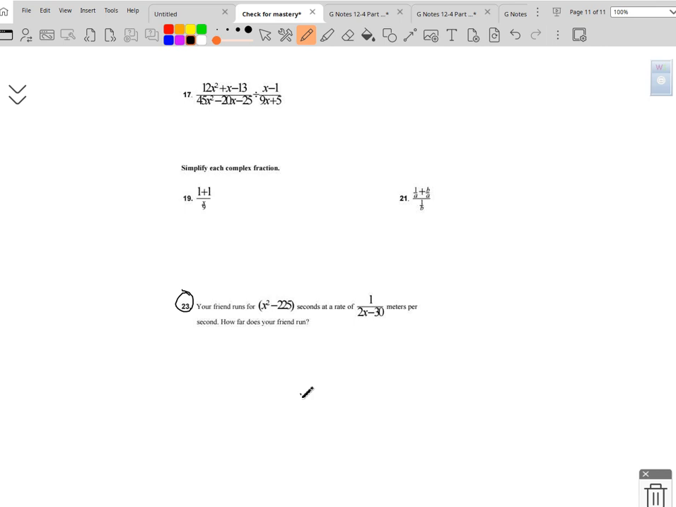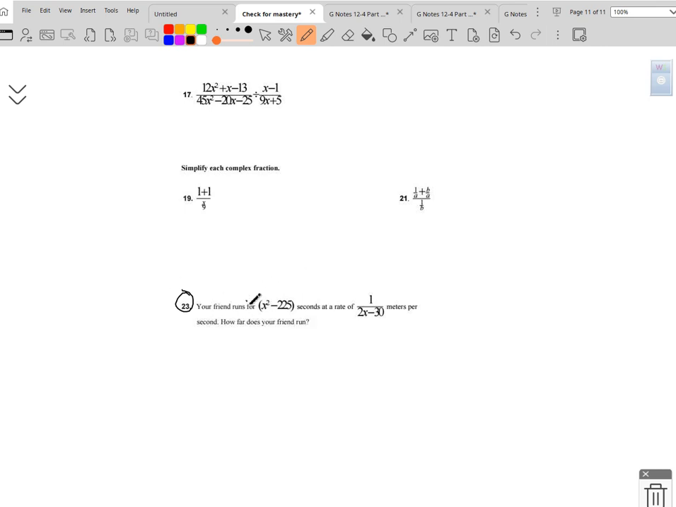Okay, so let's flip over to 23 and talk about what this question is asking. It says your friend runs for x squared minus 225 seconds at a rate of 1 over 2x minus 30 meters per second. How far does your friend run? That sounds stupid, right? That sounds like no one would ever talk that way. So let's replace these weird numbers for a second to see what they're actually talking about.